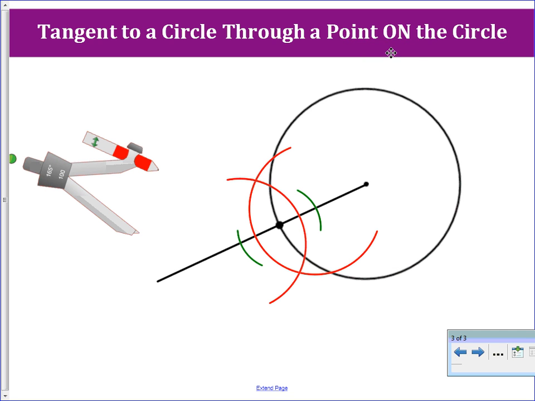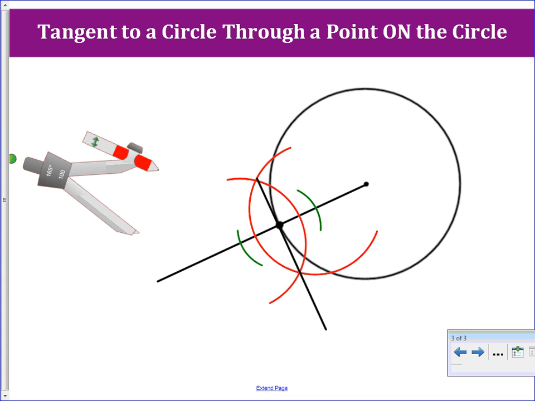So in connecting the intersection of these two arcs, we are going to end up having our line go through the point on the circle at just that point. So that black line that we just drew is the tangent to the circle through the point on the circle.